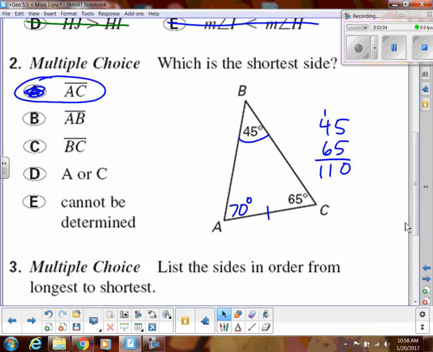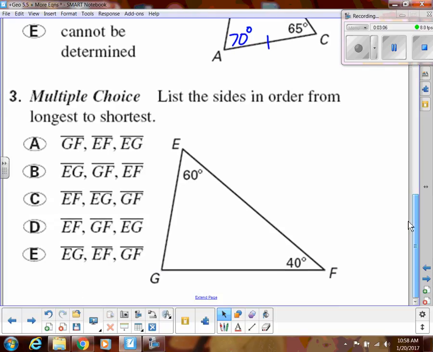Moving on, number 3. List the sides in order from longest to shortest. So pause it right here, and then when you unpause it, I'll explain.